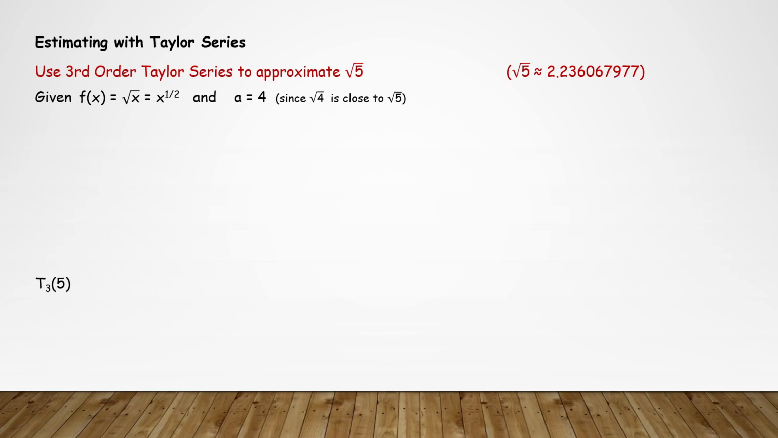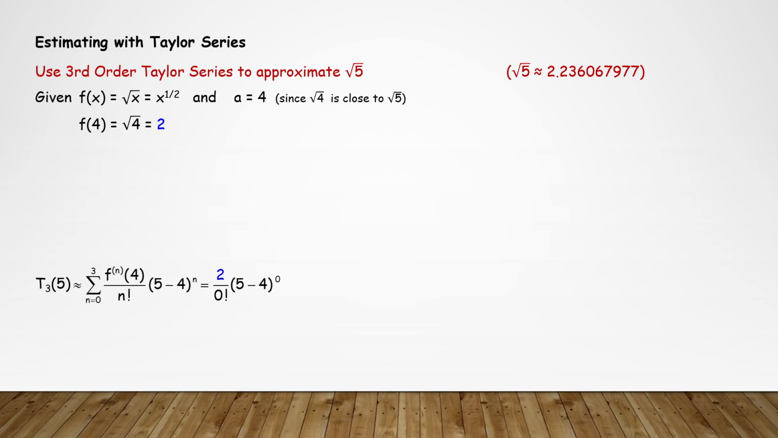Again, we're choosing a equaling 4 because we're taking the square root of 4 because we know what the square root of 4 is. The square root of 4 happens to be 2. And so when I plug that into here, that will make a great center. It's close to square root of 5, and I can easily figure that out. 2 will then get divided by my nth factorial, which in this case is 0. And that means I'm going to multiply that by 5 minus 4, and that quantity will be raised to the 0.